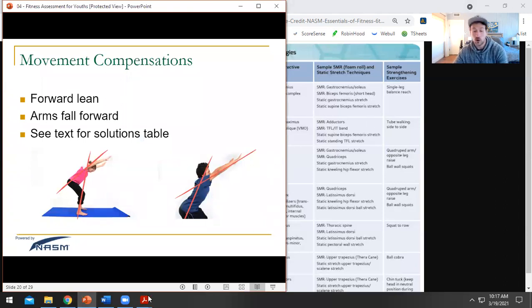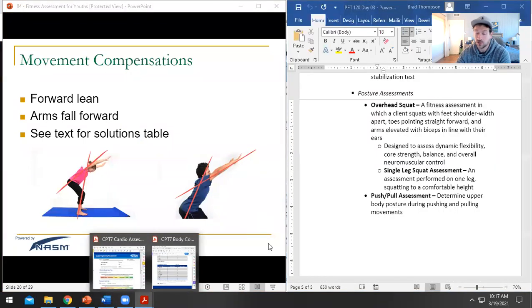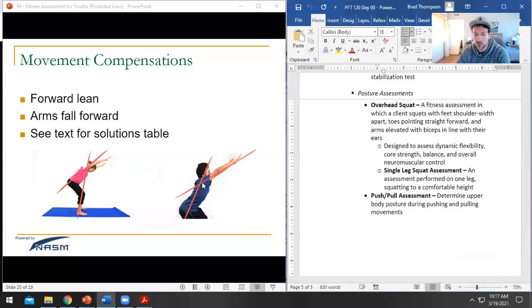And then we have arms fall forward, which I'll move through pretty quickly because that's what we saw in the video. Arms fall forward, we see tight lat muscles that are pulling the arms down. We see tight pec minor muscles and tight pec major muscles. And we see weak rhomboids and low trap muscles in order to pull those arms upright.